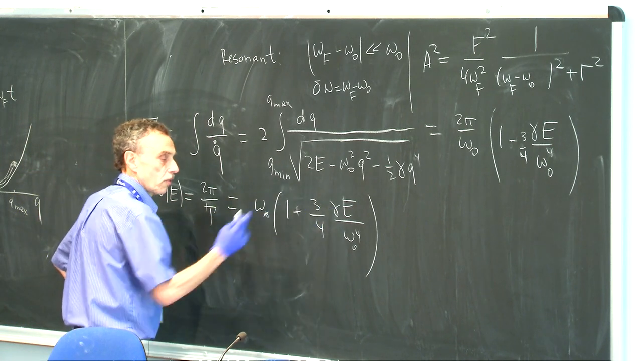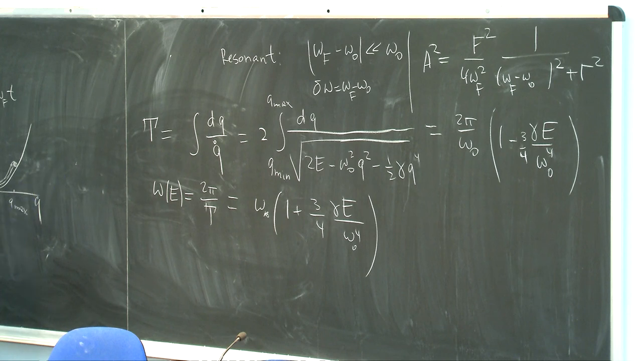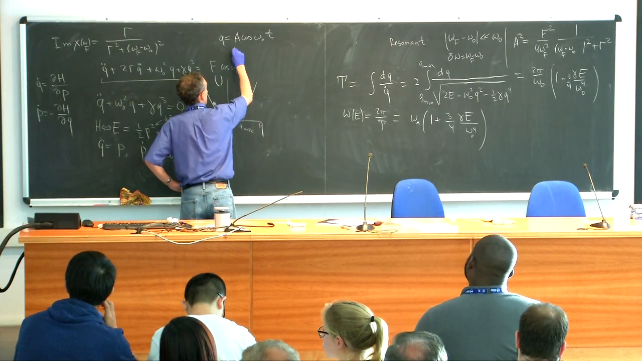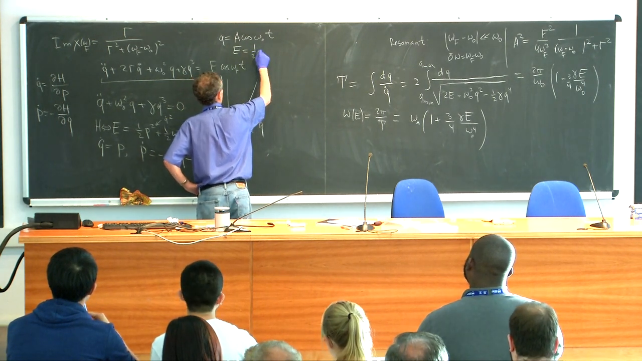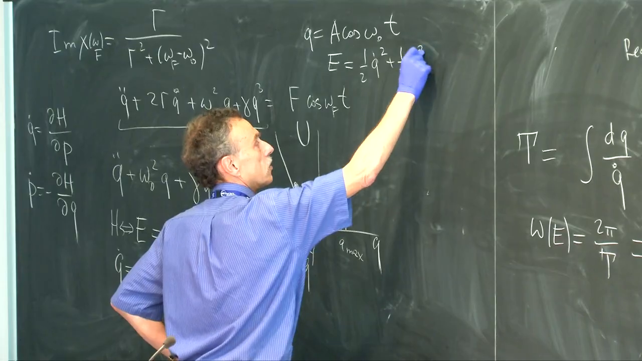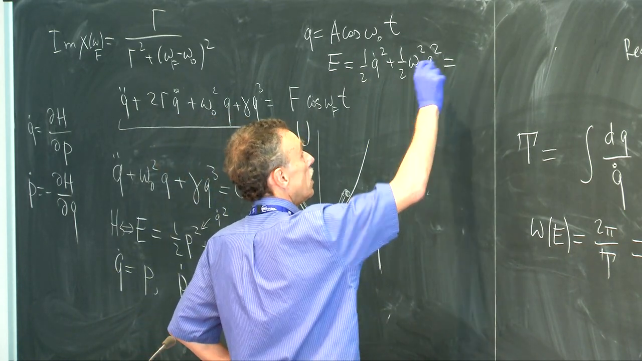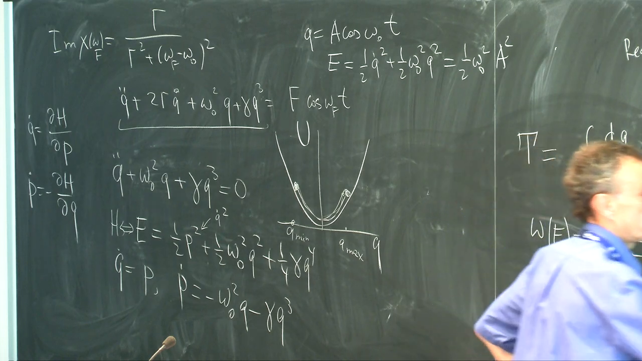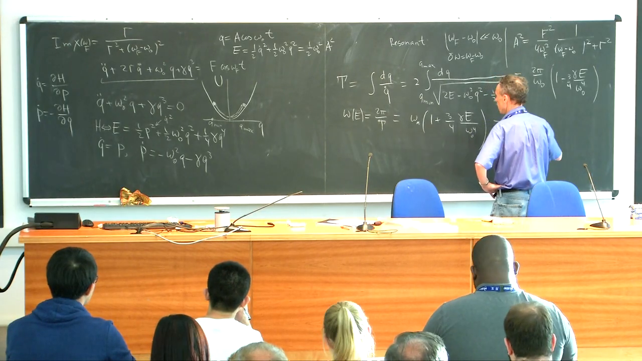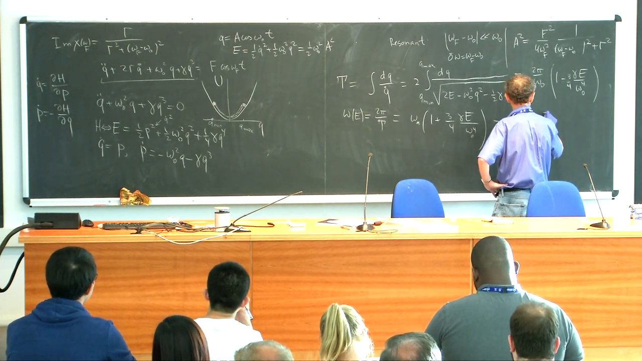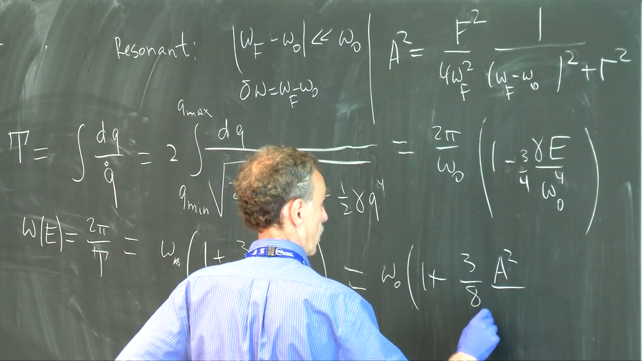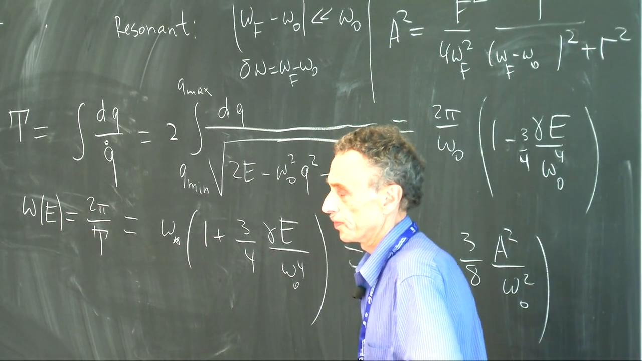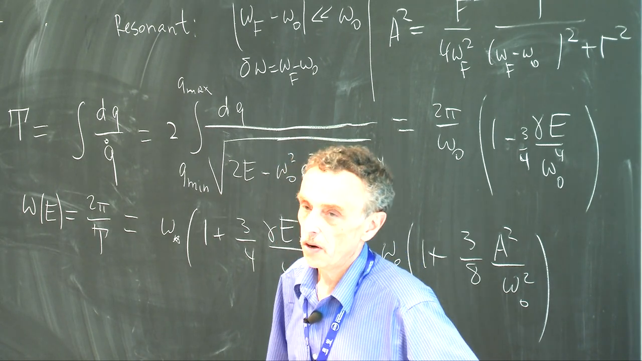Now, this is a small correction. What I want to do is to express E in terms of the vibration amplitude. So if I have a harmonic oscillator, then my vibrations q are A cosine omega naught t. Therefore, the energy is 1/2 q dot squared plus 1/2 omega naught squared q squared, and this is, as you see, 1/2 omega naught squared A squared. So I can also rewrite this in terms of the amplitude, 1 plus 3/8 gamma A squared over omega naught squared. So this is the vibration frequency of the Duffing oscillator.